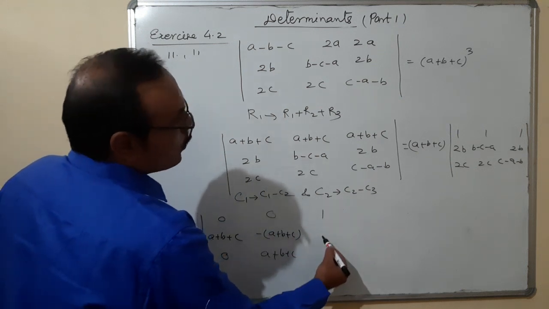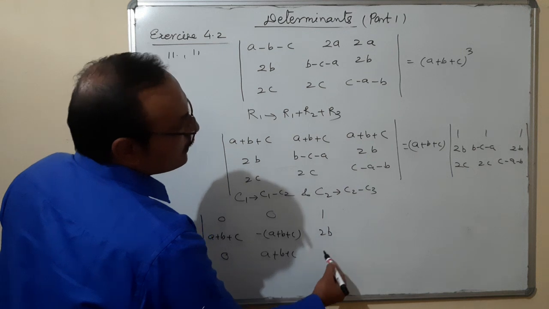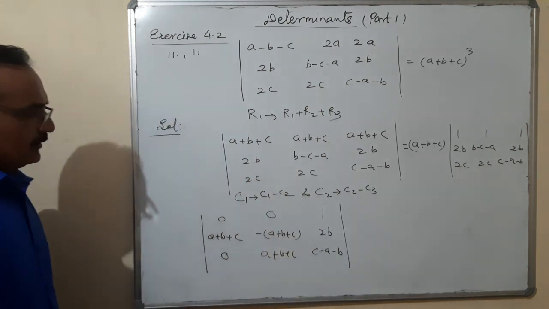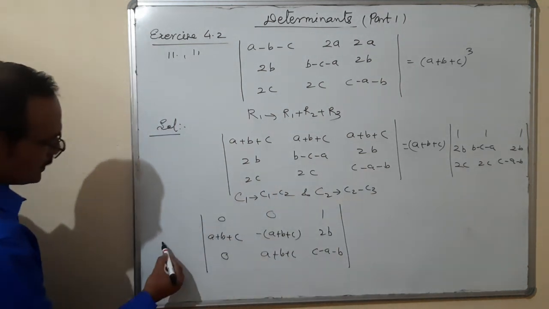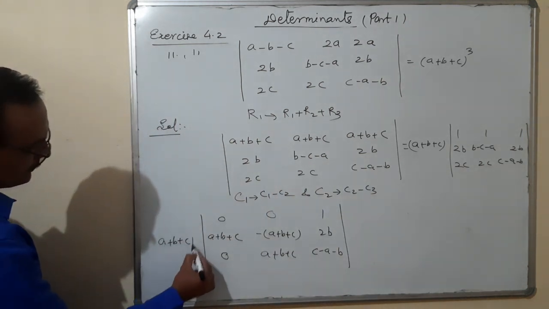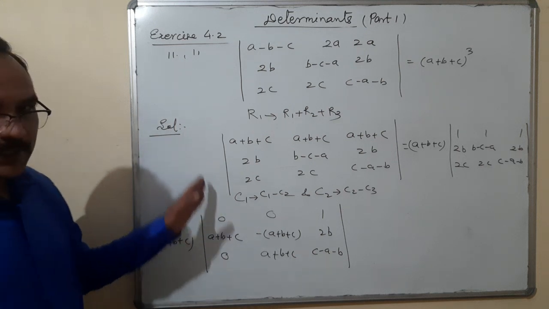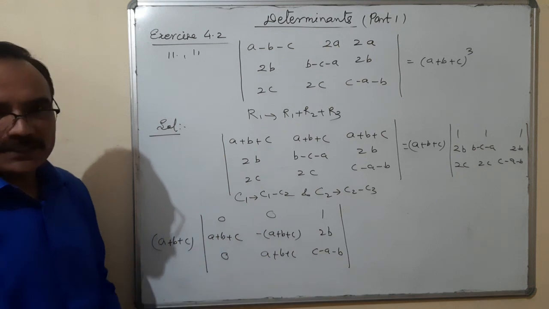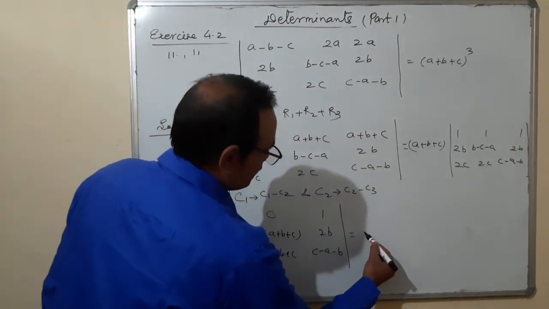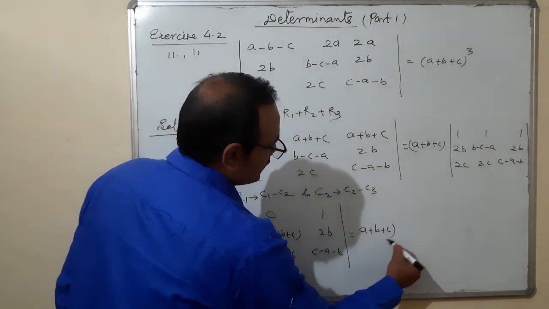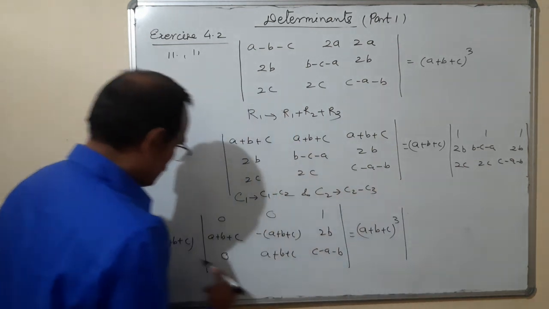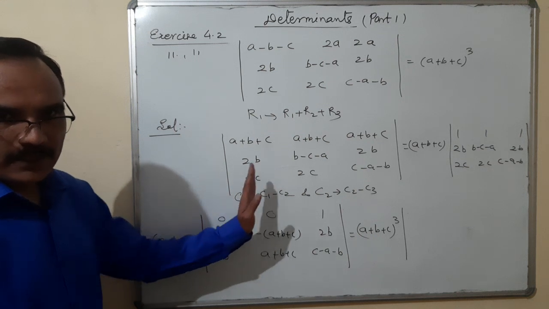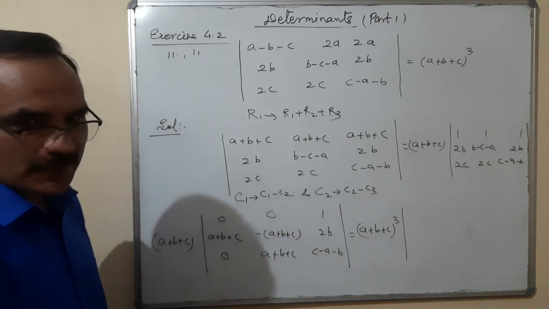And third is 1, 2B and C minus A minus B. Okay. Outside A plus B plus C already there. Now what happens? You can see the column 1, A plus B plus C common. You will see the column 2, A plus B plus C common. So outside what is coming? A plus B plus C whole cube. Because one A plus B plus C from the first column and one from the second column, A plus B plus C whole cube.